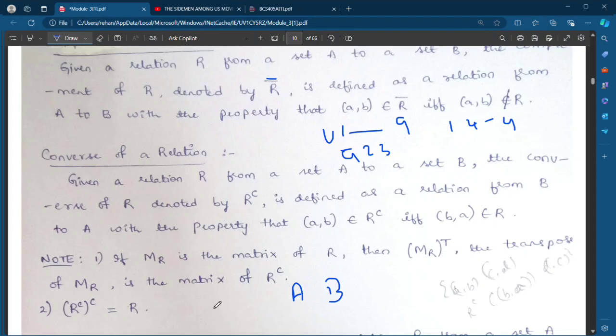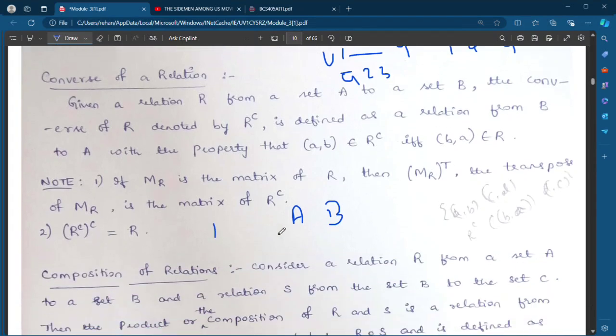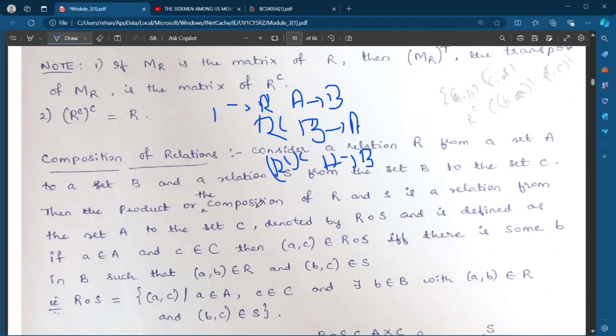And see here, R^C, they have said here R^C is converse of R. A to B, I have one relation, what is that, it is R. Now R^C is nothing but B to A. Now again if I take converse on this, R^C to the power of C, it has got A to B. So what they are saying, (R^C)^C, double converse, is equal to R itself. Okay.